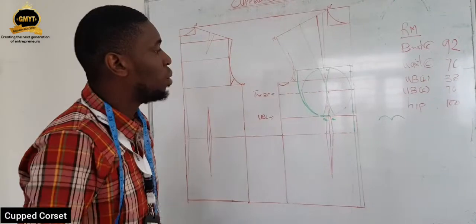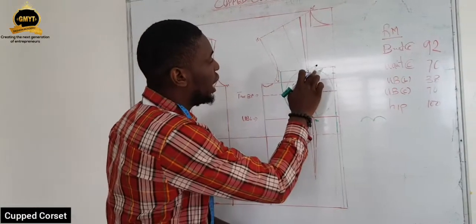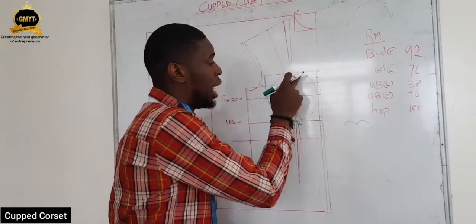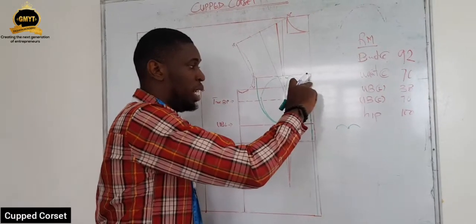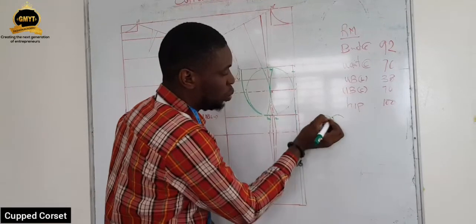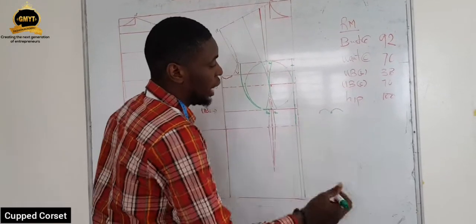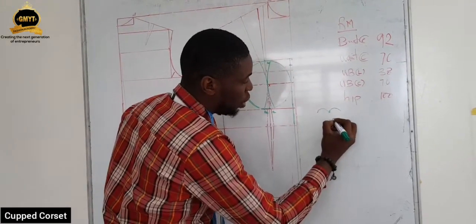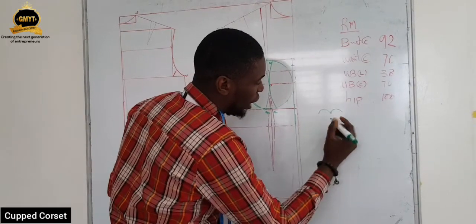So the next thing now is to be able to connect this other dart leg to the neckline. Like I said, it depends on what you're making. I've seen some corsets with a sit-out neckline, and I've seen some with a bit of a curvy part, like what I'm having here.